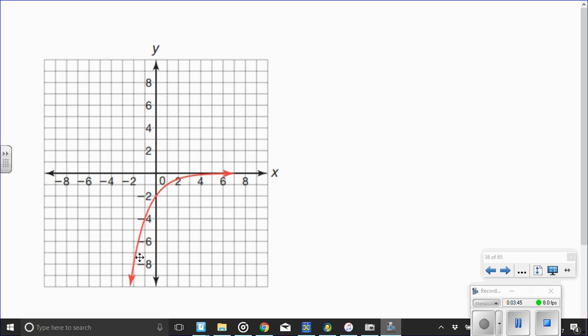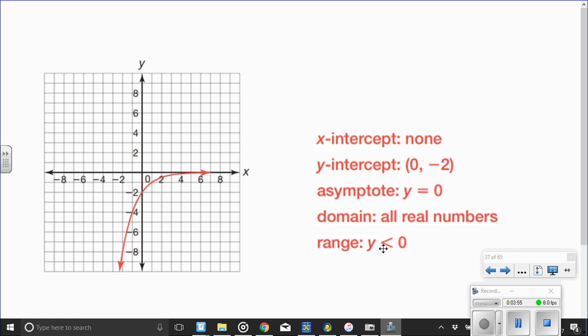Now, on the y-axis, it goes all the way up to 0, but it stops at 0. So this one would be similar to the last problem where y would have to be less than 0. So again, your domain will be all real numbers, and your range will be y is less than 0.